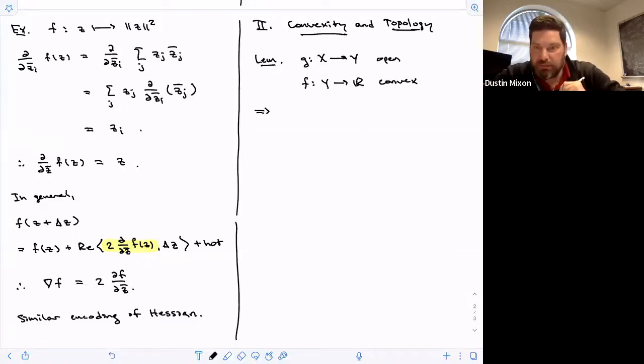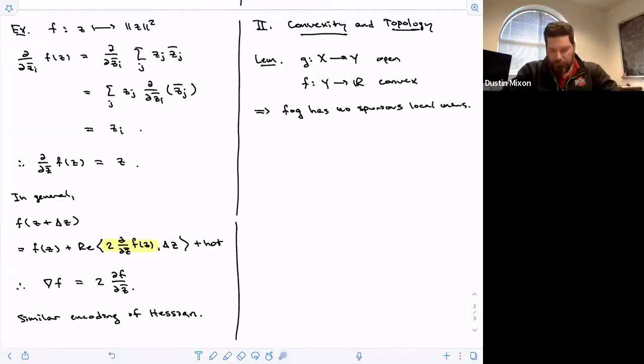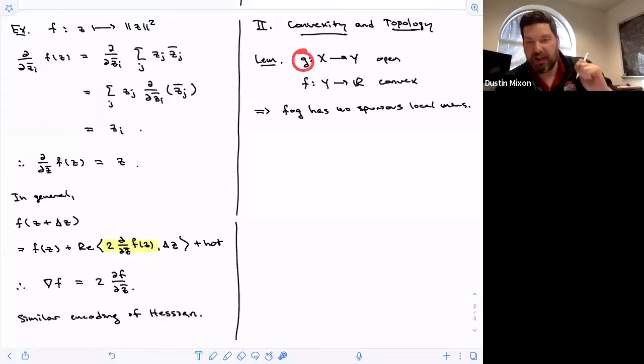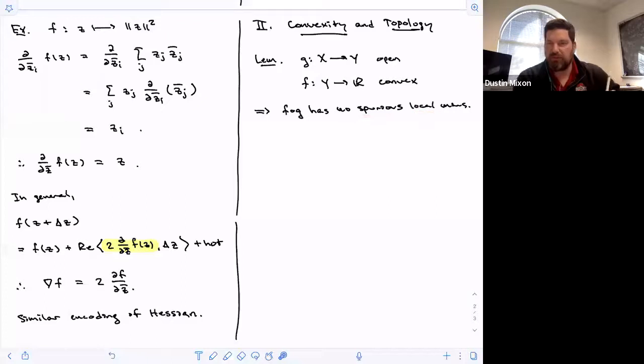If I have these two functions at my disposal, then their composition has no spurious local minimizers. Okay, so we're all very comfortable with convexity, and that convexity has no spurious local minimizers. This is one of the reasons convex optimization is so useful. Well, it turns out that if you pre-compose a convex function with an open map, then you still enjoy this feature of no spurious local minima.